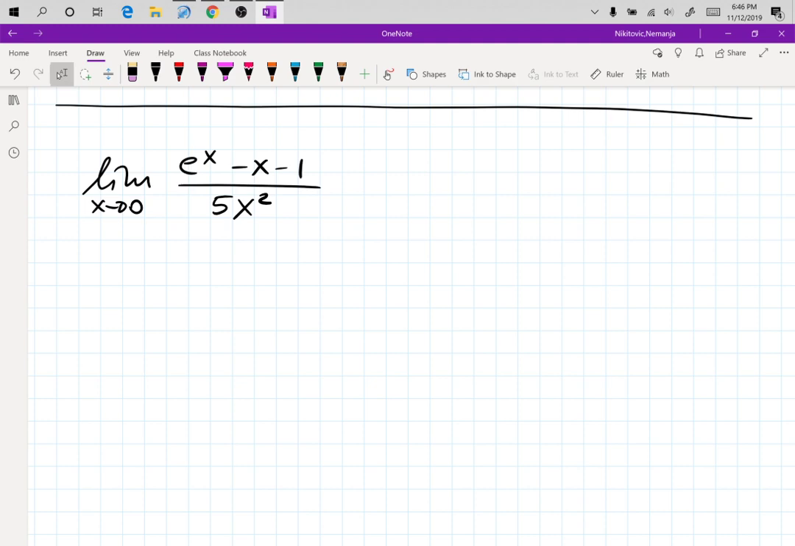So top would be just e to the x. Bottom 10x. And then, what's the derivative of 1? But then 10x times 0, you get 0 over 0. And then you do it again. You find the derivative of e to the x minus 1 over 10x.